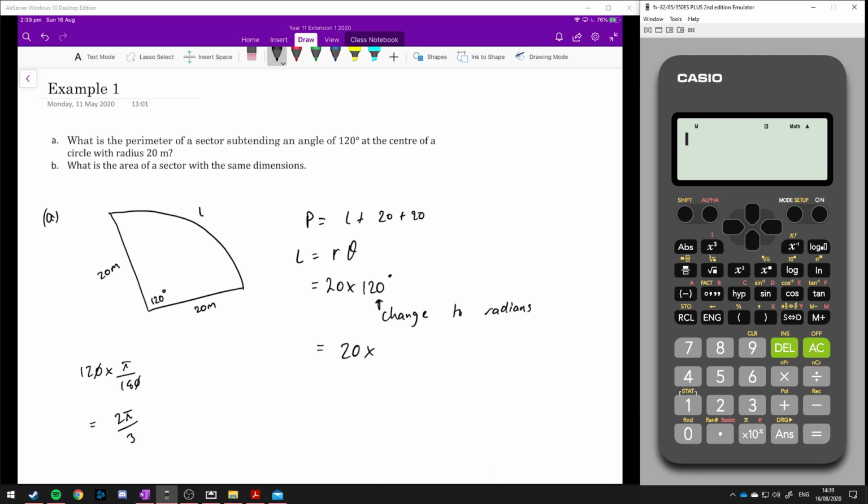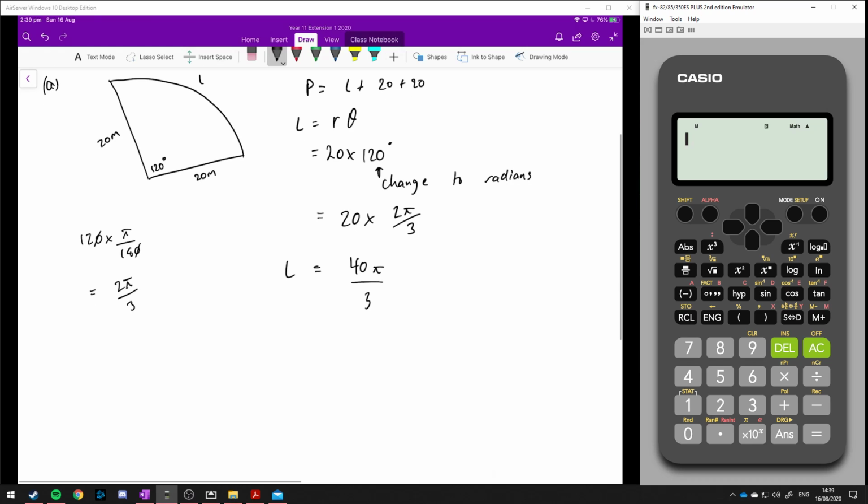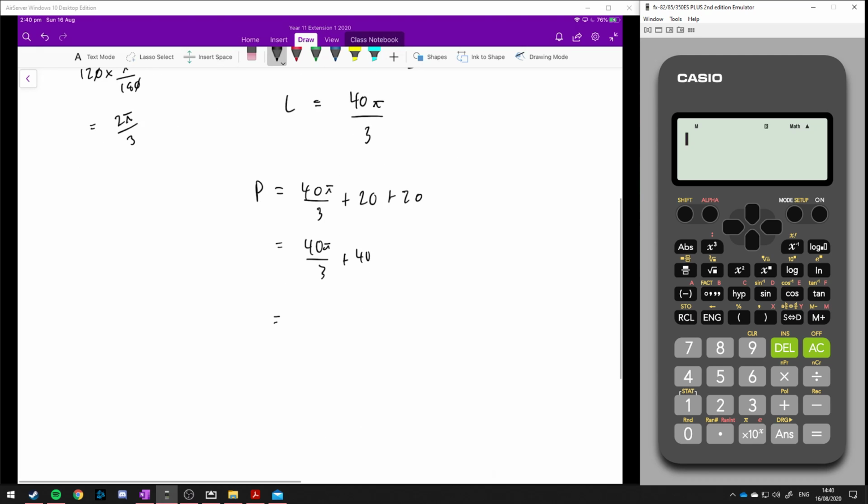So it's 20 times 2 pi on 3. A lot harder than I'm making it. So 40 pi on 3 is our arc length. Now, because we want the perimeter, the perimeter is equal to 40 pi on 3 plus 20 plus 20, which is equal to 40 pi on 3 plus 40. Or if we're going to put it all on the top of the fraction, it's 40 pi plus 120 all over 3 like that. And so that's our perimeter.